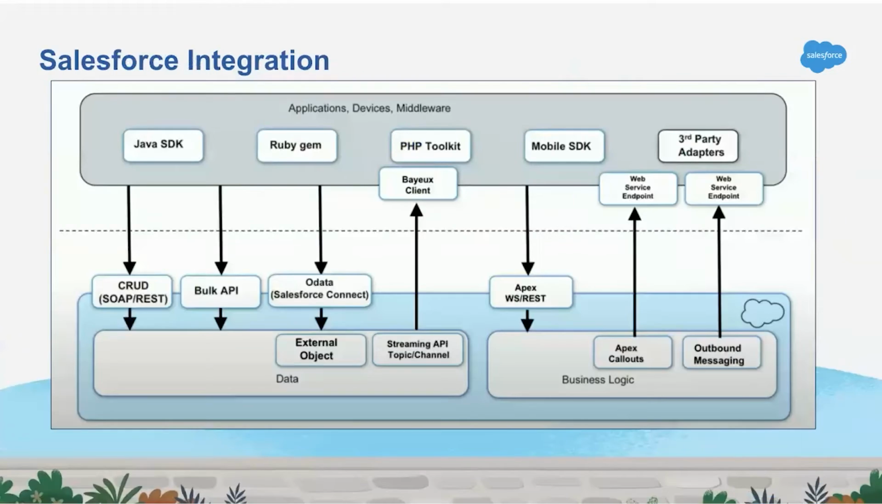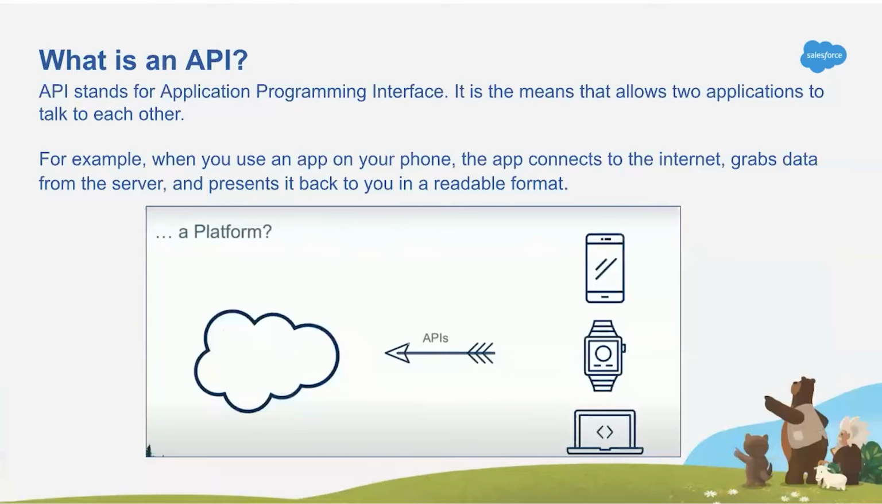Now, talking about what is an API, right? You might have heard about this term a lot. API is basically an application programming interface, and it means that two applications can talk to each other using one of the protocols called API.